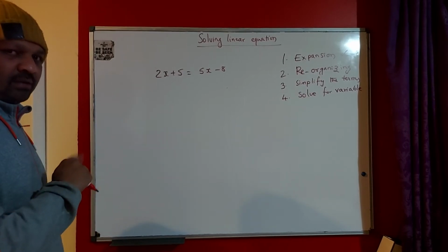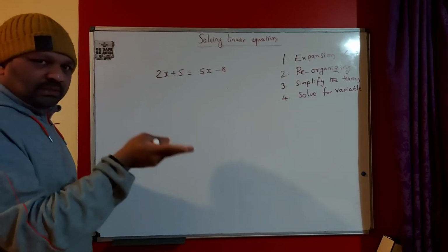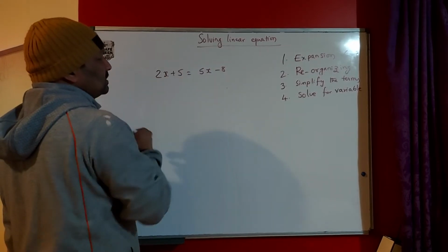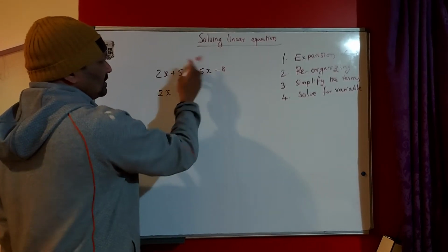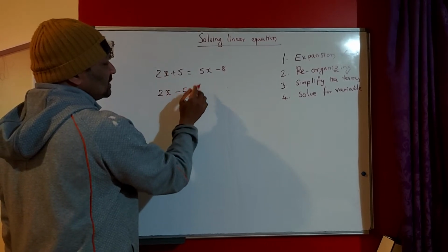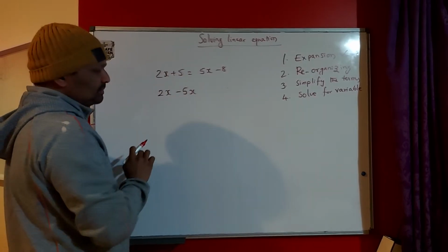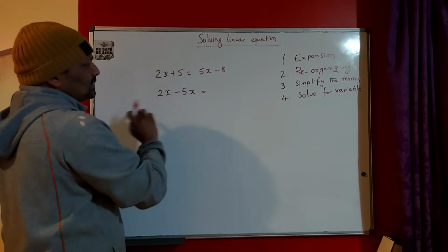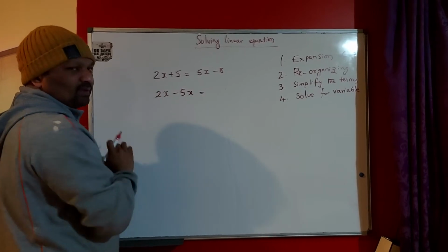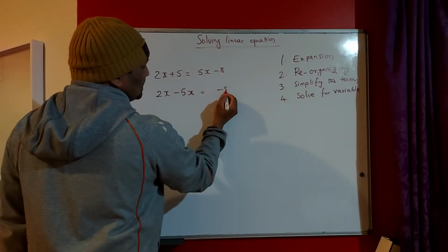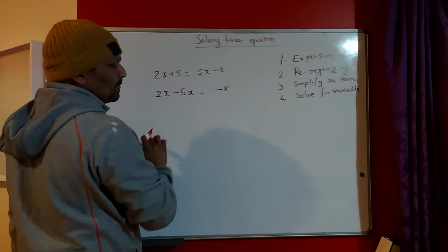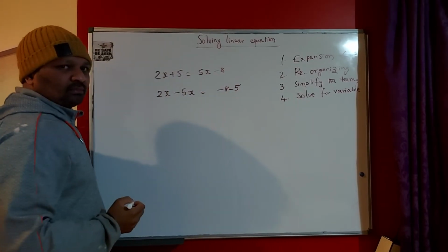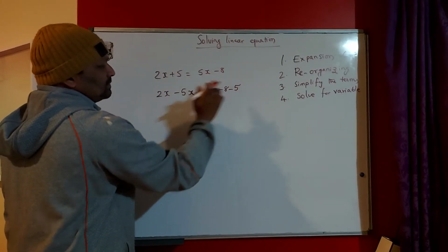Either side is fine, but while you're changing their sides, you stick to the basics. I'm going to bring 5x to this side. If I bring 5x to this side, it becomes minus 5x because here it is a plus 5x. On the right side, you have minus 8 and plus 5. If plus 5 goes to the other side, it becomes minus 5.